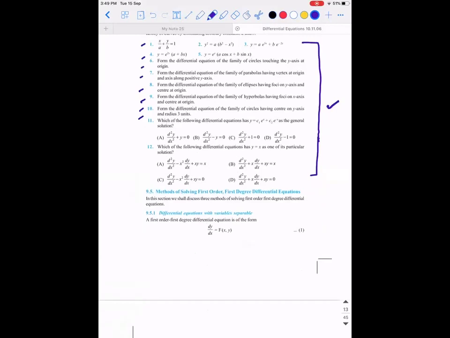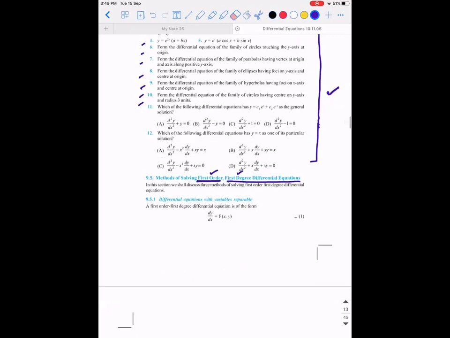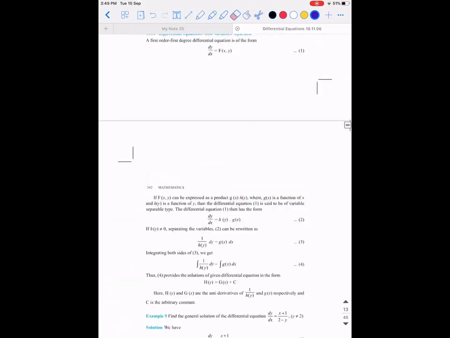Now I'm going to the next exercise, that is methods of solving the first order and first degree differential equations. In this chapter, we are going to concentrate only on the first order and first degree differential equations. So you know what is first order? dy by dx is first order. First degree is any order raised to the power of 1. Right? So you know these 2 points. Now what we are going to do is find the solutions for it.